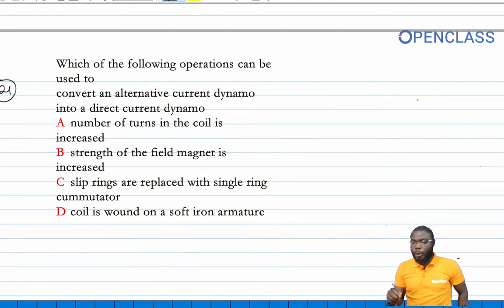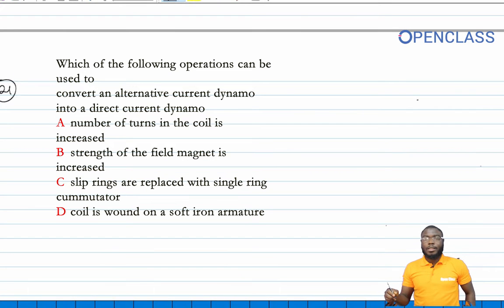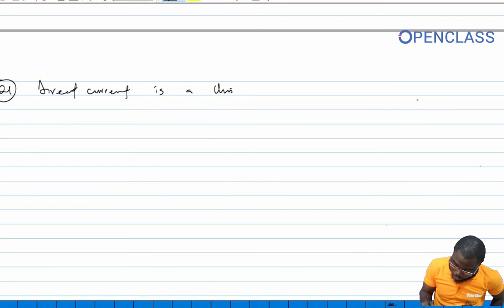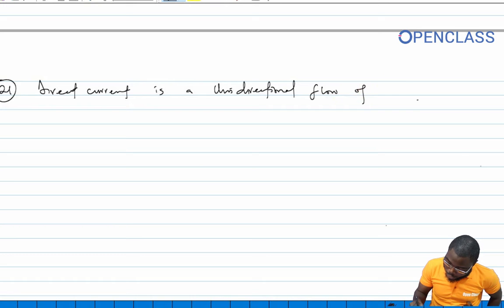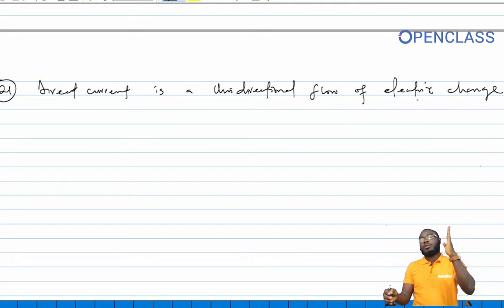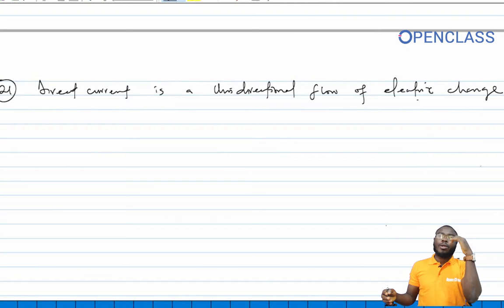Question number 21 says, which of the following operations can be used to convert an alternating current dynamo into a direct current dynamo? So how do you convert an alternating current to a direct current? So first of all, your direct current is simply a unidirectional flow of electric charge. That's what your direct current is. So you have an electric charge that is being allowed to flow in only one direction. Okay, so a typical source of a DC is your battery.